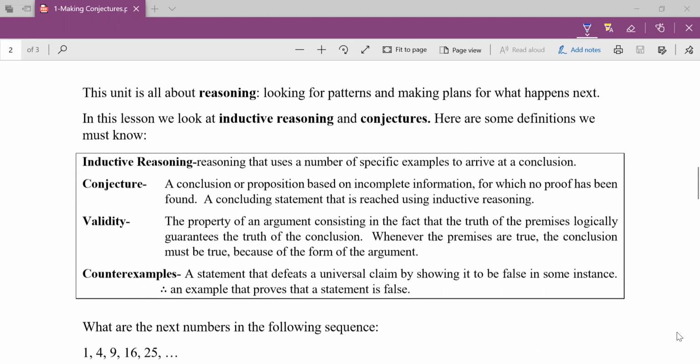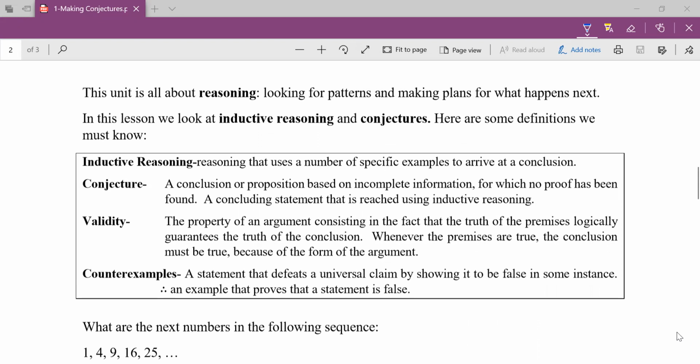So this unit's all about reasoning, and really reasoning or mathematics in general is all about just finding patterns and making plans, making a guess, a good assumption for what's going to follow. And that's what we're going to do today. So we're going to look at inductive reasoning and conjecture.